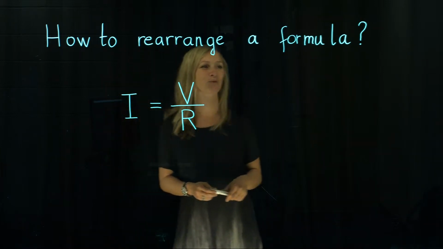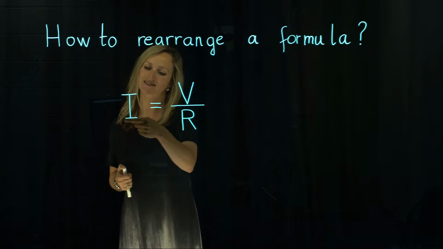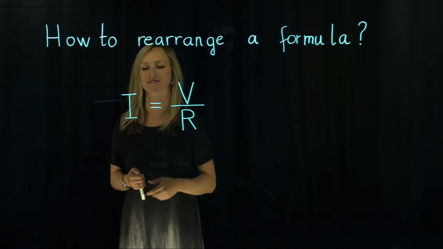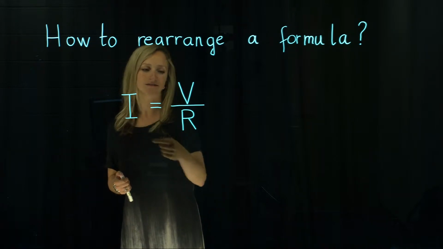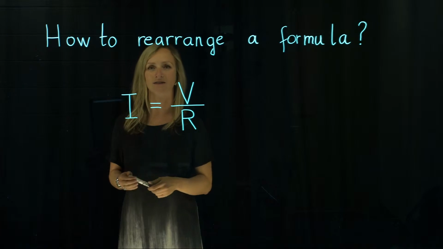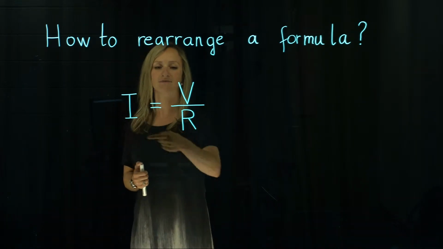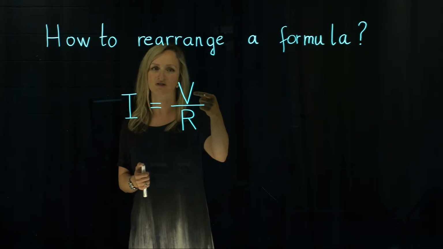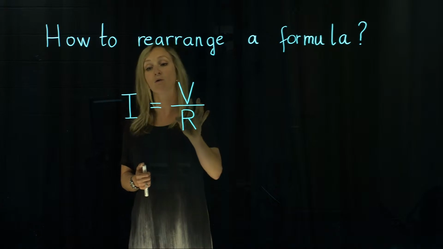How to rearrange a formula. We have here Ohm's law, which tells us current equals voltage over resistance. Let's say that we know the current and the resistance, and we would like to calculate the voltage. That means we need to rearrange this formula for voltage, so that voltage stays by itself on the right hand side or on the left hand side.